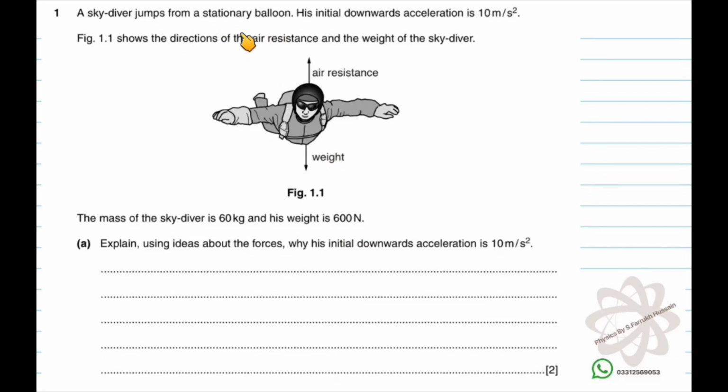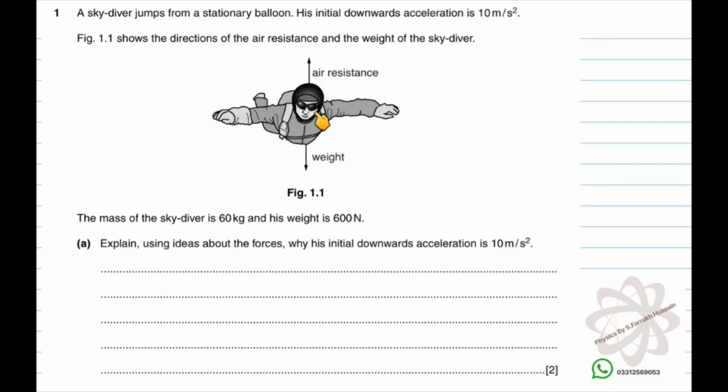So stationary balloon means the initial speed of the skydiver is 0, and if the object has 0 speed, it has 0 air resistance as well, because air resistance is a force that acts when the object is actually moving, and this is the force that opposes motion and produces heat. So immediately after the skydiver jumps, since he has 0 velocity, he will have 0 air resistance as well.